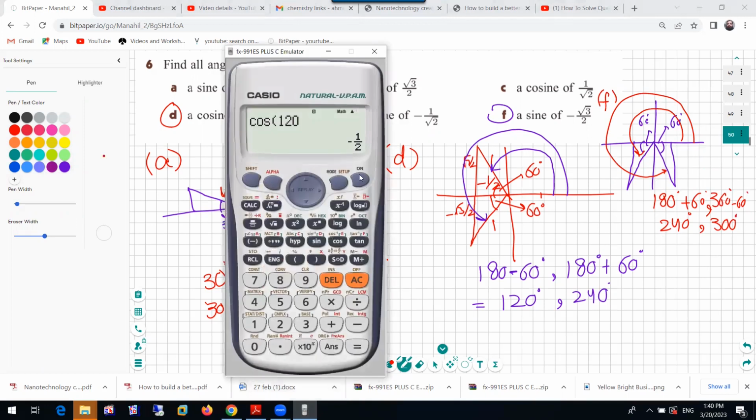And let's see if the answer is correct or not. It's sine. Sine 240 is this. Yeah, correct. Sine 300, same answer, right?